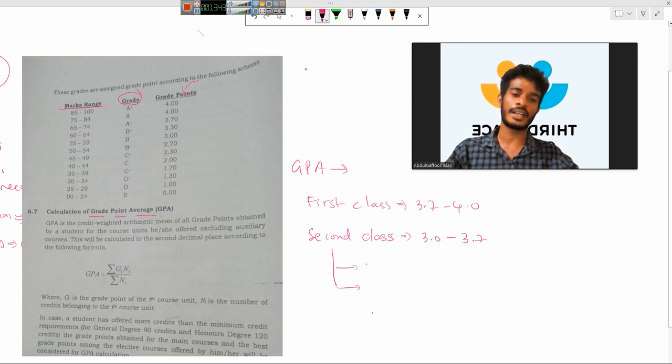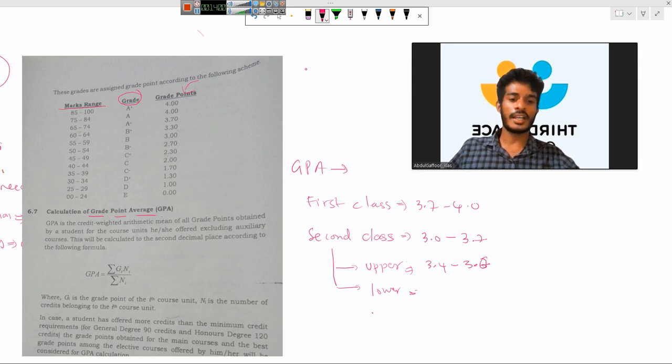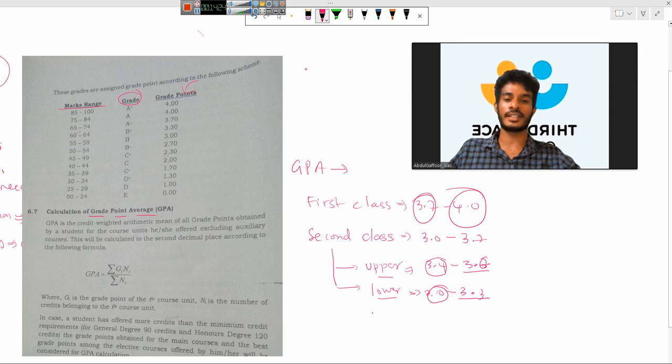The first one is second class upper, and here this is lower, right? If you want to get second class upper, you should have a GPA from 3.4 to 3.6, right? And here 3.0 to 3.3. So if you have a GPA of 3.0 to 3.3, you will get second class lower, and if you have a GPA of 3.4 to 3.6, you will receive second class upper division, and if you have 3.7 to 4.0, you will get first class, right?